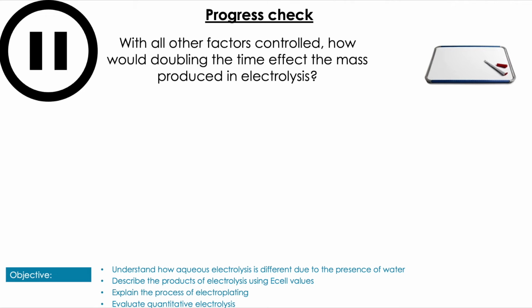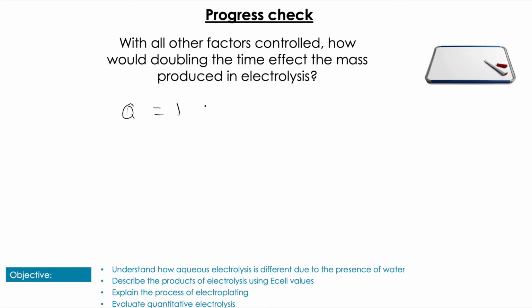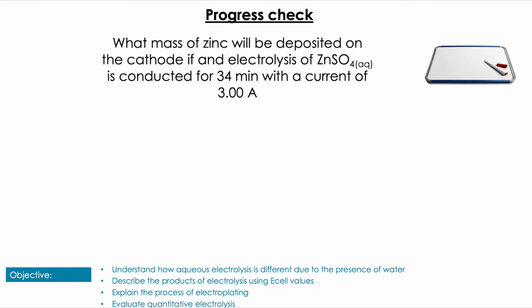A quick look at your Q equals IT equation shows you that it's directly proportional. So if we double the value of T, we are going to double the value of Q if everything else is kept the same. Okay then, what mass of zinc will be deposited if we conduct a 34-minute electrolysis at 3 amps of zinc sulfate solution?